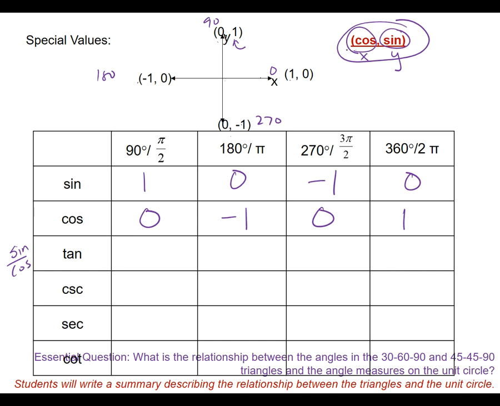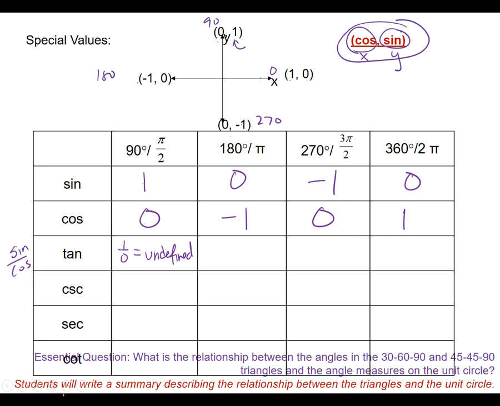This is why, because we know the coordinates, we know the numbers for cosine and sine, but we don't know any of the others, right? That's why I needed to relate everything to sine and cosine. I needed to find that relationship. So all I'm going to do is take the sine and divide it by the cosine. So here I would have 1 divided by 0. Uh-oh, am I allowed to have that? No, so what would we write? Remember the word? It's undefined.